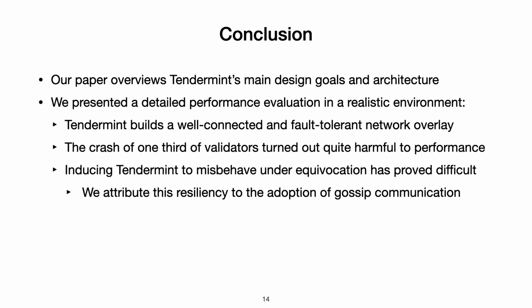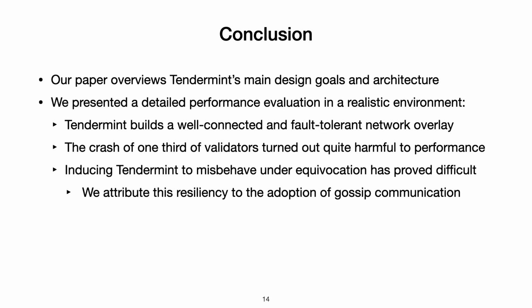First, Tendermint builds a well-connected and resilient network overlay. In fact, the removal of almost 1/3 of the most connected nodes did not disconnect the network. Moreover, after the crashes, the nodes established new connections, thus repairing the network. Second, the crash of 1/3 of the validators turned out quite harmful to performance. This impact is related to the way the consensus algorithm selects the proposer, which is a rotating rule in Tendermint. We have to mention that there is no economic advantage for a Byzantine validator to pretend it has crashed, but with that, it can definitely affect the performance of the protocol.